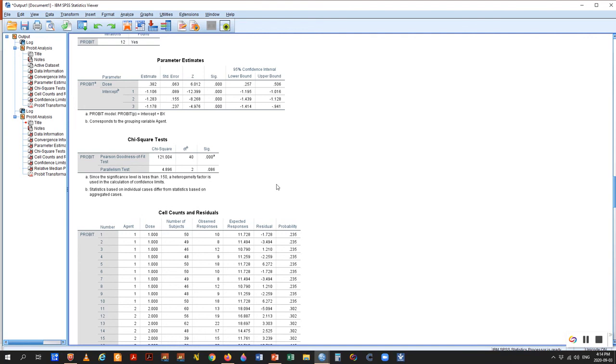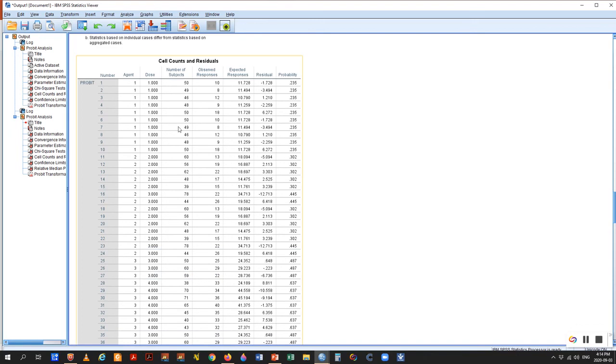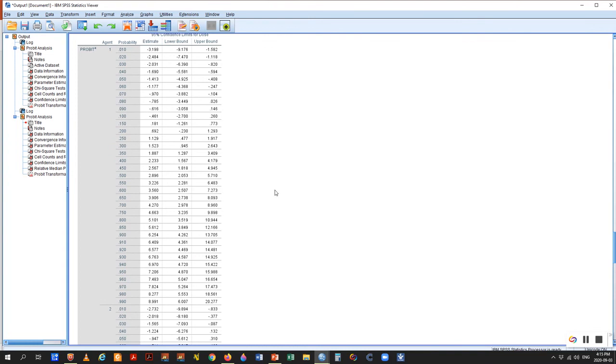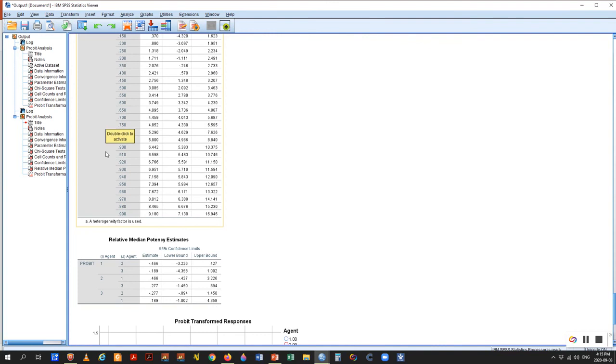Okay, we have table 5, the cell counts and the residuals, and we've got the three categories now of the agent, which are superimposed over the earlier values of the amount of the dose. And again, we're looking at the residual here and its probability, which is the difference between the observed and the expected response. Table 6 are the confidence limits, and they're broken down to include each of the probability ranges distinguished by the separate factors, which in this case are our agents. We've got agent 1, agent 2, and agent 3.